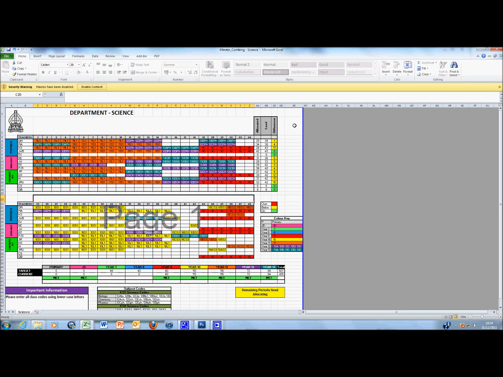Let's look at the case for science. The science combing chart presented is the one used for the previous year's timetable construction. Notice the principle in terms of how Key Stage 4 is being constructed.